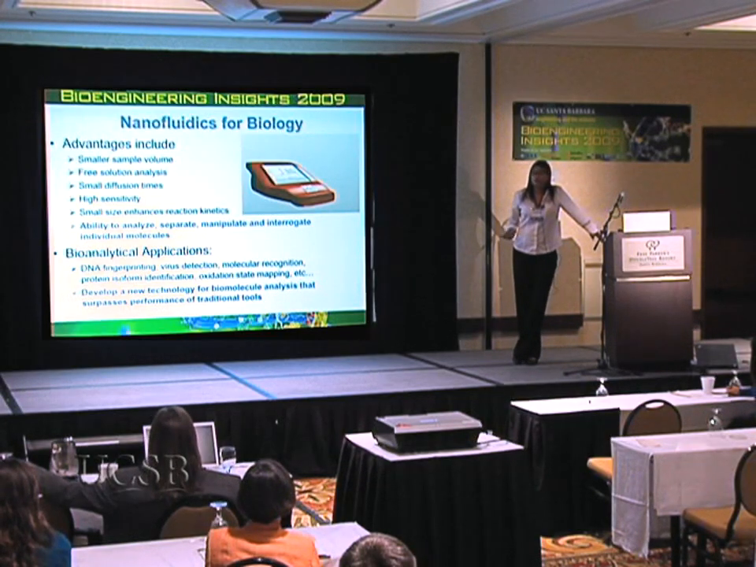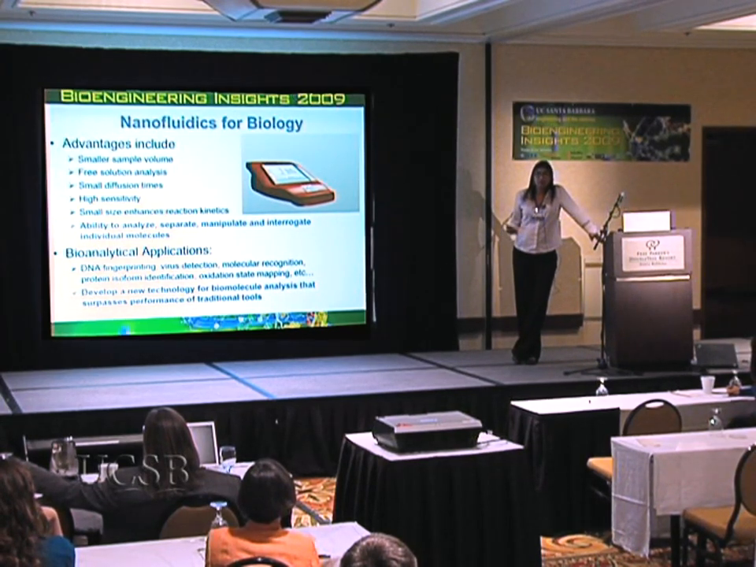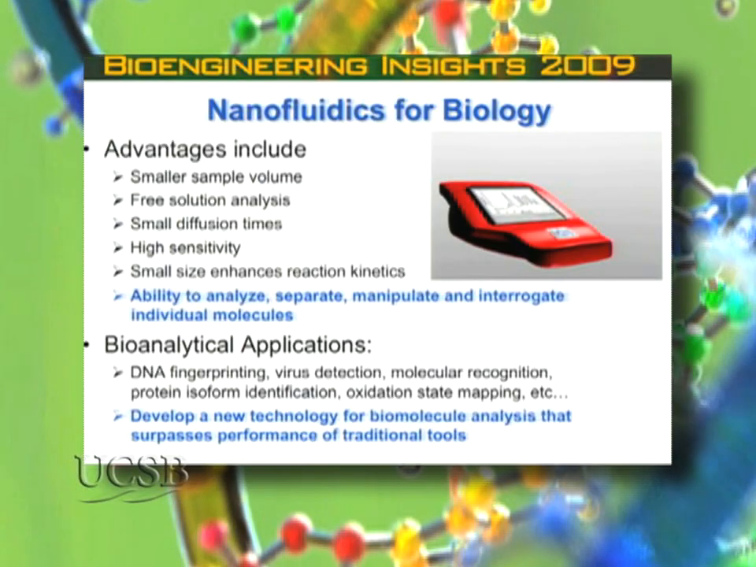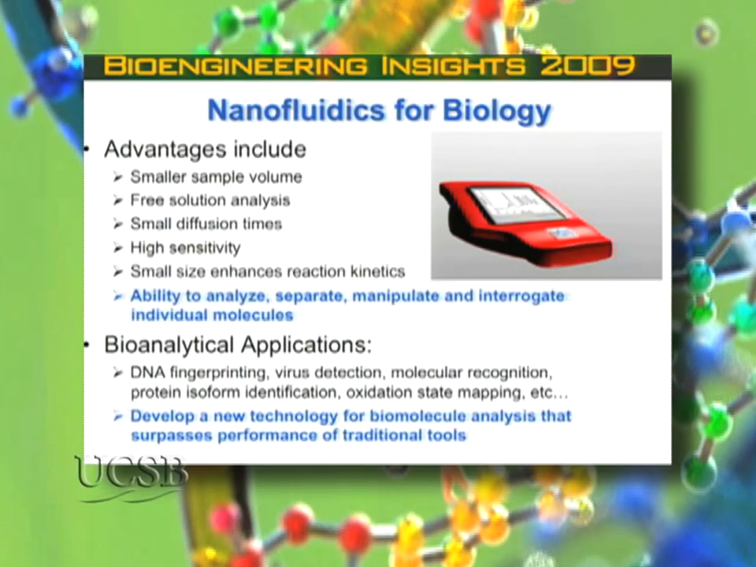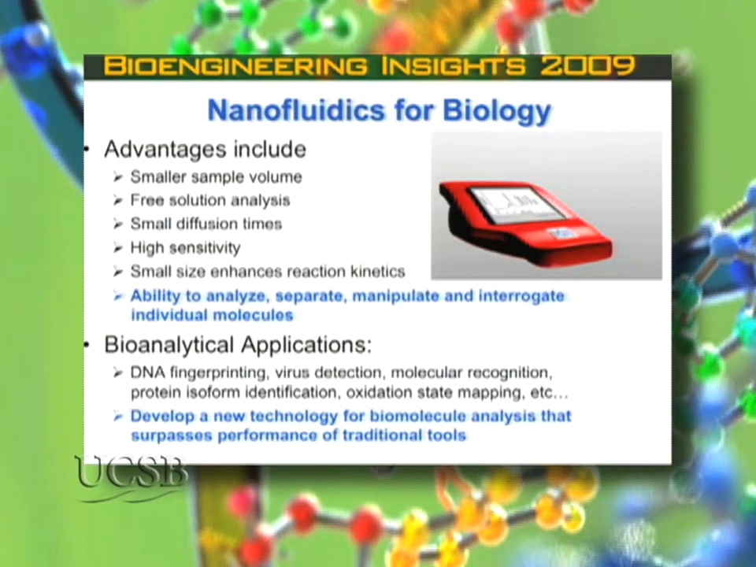Now, why nanofluidics for biology? Well, there's a lot of advantages. Some of it has been gone over in the last two talks, but it's a very small sample volume, smaller sample volume than anything else. We need less than a nanoliter of volume in our samples. We can do everything in free solution, and I'll talk about that later. This is one of the advantages of the nanoscale. Very small diffusion times. Molecules are going to see each other much, much quicker because it's in a confined area. We have very high sensitivity. We'll talk about that later. We can enhance reaction kinetics, again, because of small diffusion times.